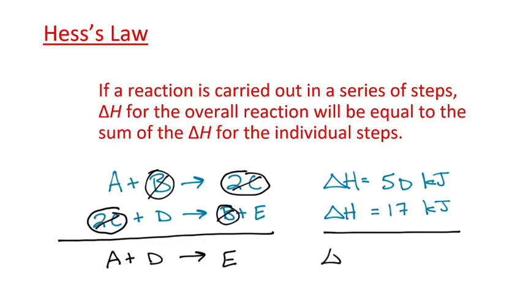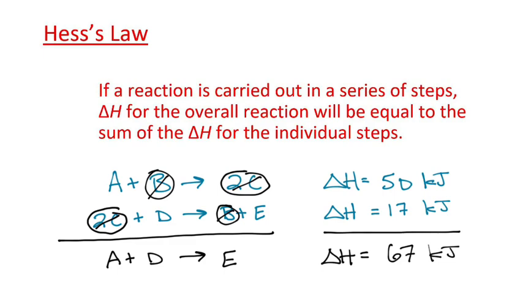If I wanted to know the delta H for this reaction, I just add up the delta H's of the two reactions that I added up. That's all there is to it. So what's 50 plus 17? What's that, Jordan? 67. 67 kilojoules. That is Hess's law, all right?